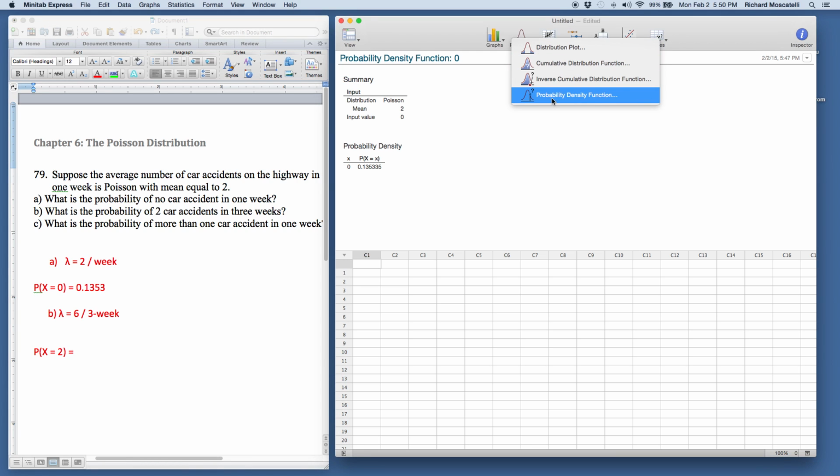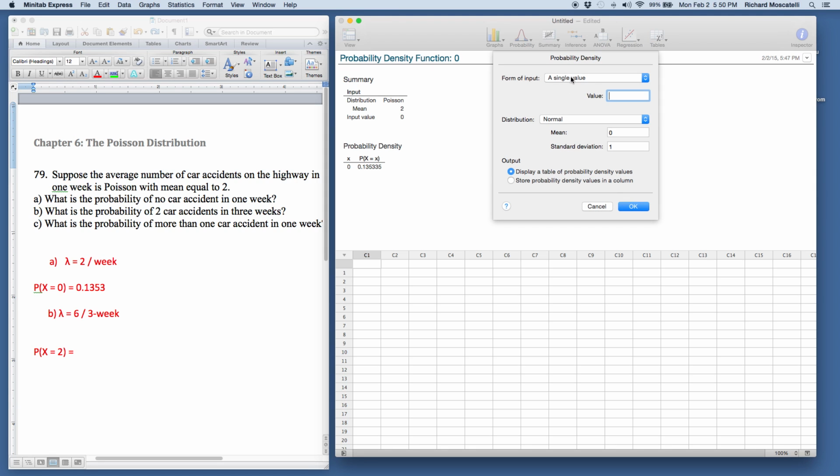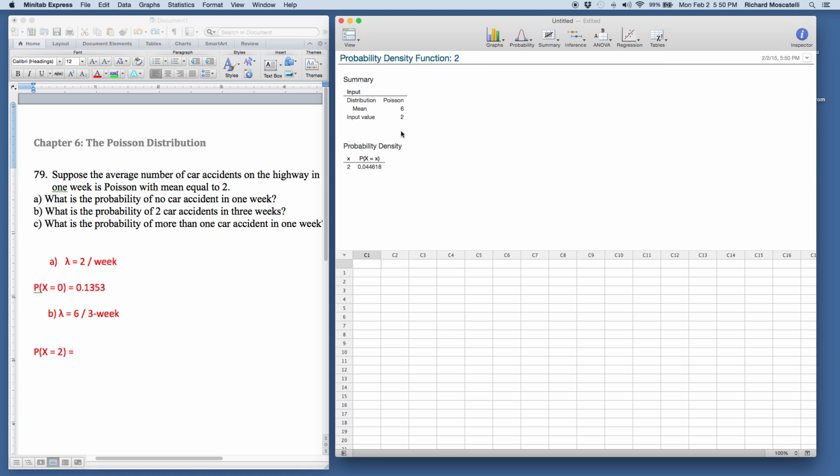So again, I'm going to pick probability density function. A single value, yep. What's the value? The value in this case is 2. I want to know what's the probability of 2 accidents happening in a Poisson distribution with a mean number of occurrences of 6. So think of it this way: given the fact that on average 6 accidents should happen in 3 weeks, what's the probability that this week, it's a little light? There's only 2. So you say, okay. And here we go.